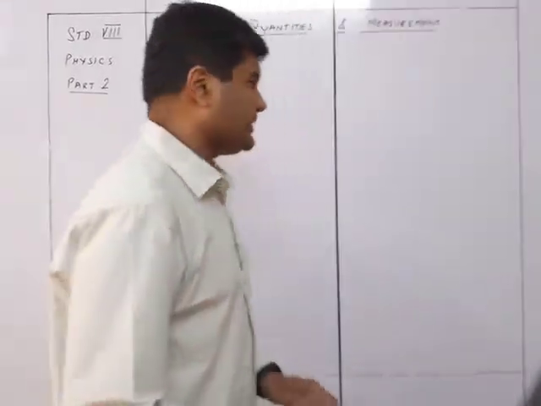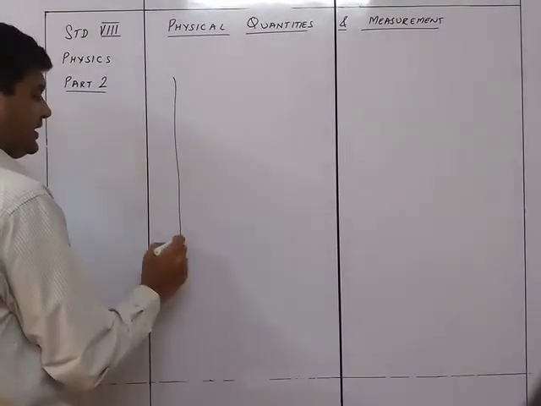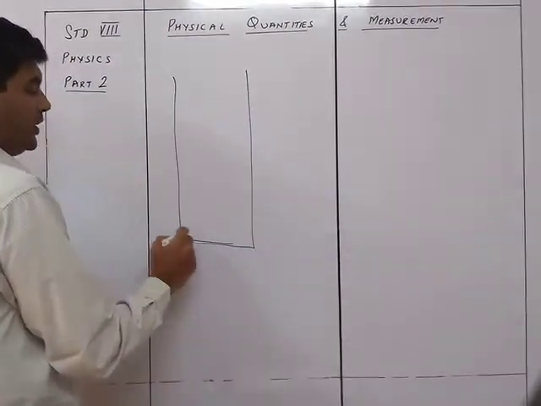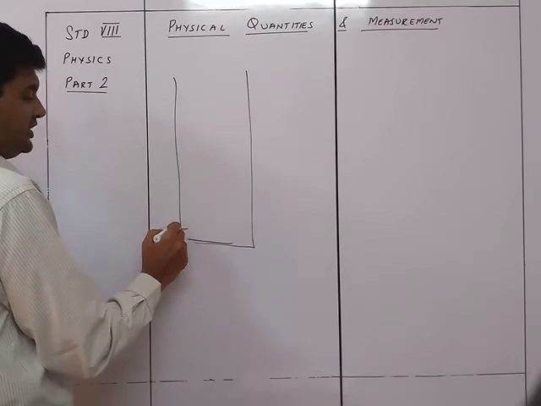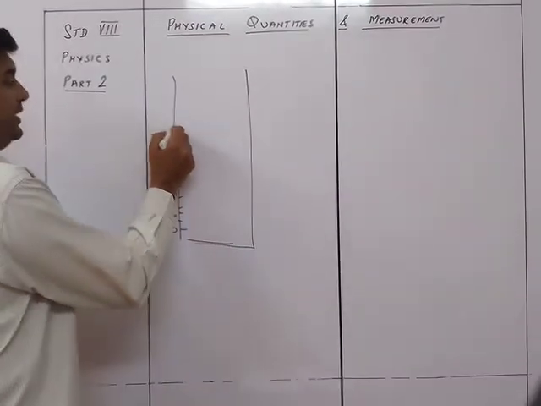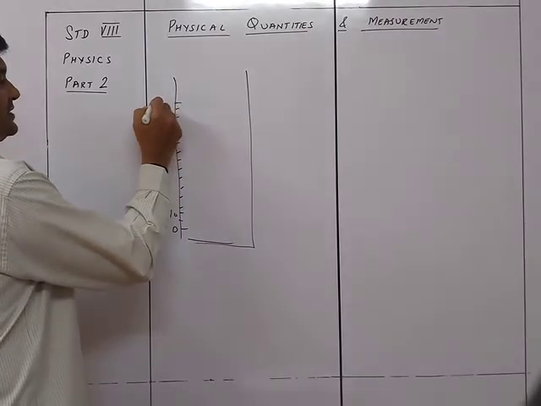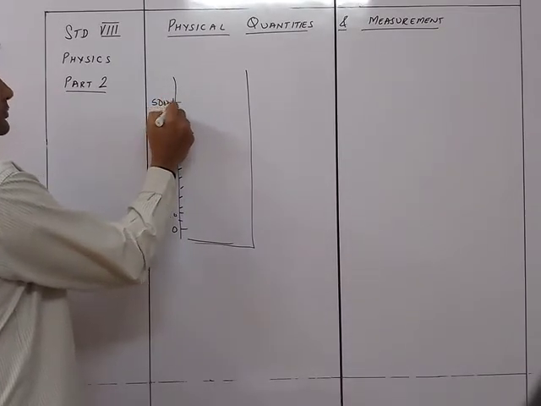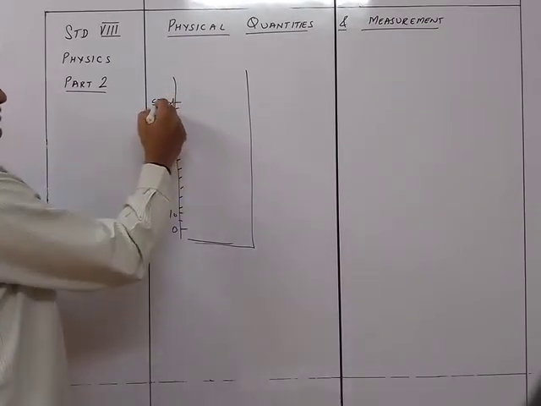So it's a very simple thing. You just have a cylindrical body over here and you have got over here marking as 0, then 10, 20, and so on, and you may have the last mark as, let's say, 500 ml. Okay, so 0, 10, 20, and so on up to 500 ml.